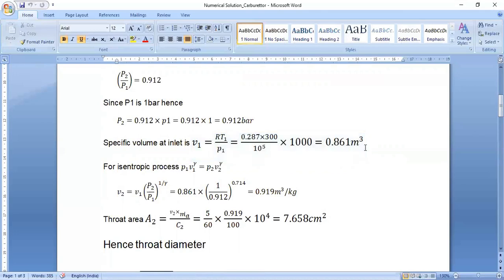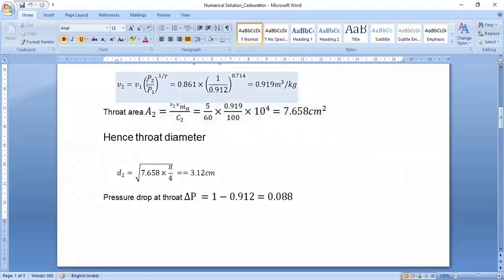Now to get the specific volume at outlet, we are assuming that the flow is isentropic. P1 V1 to the power gamma is equal to P2 V2 to the power gamma. Now V2 is equal to V1 into P1 by P2 to the power 1 upon gamma. So by substituting the value of V1, P2 by P1 and gamma, we are getting that V2 is equal to 0.919 meter cube per kg. Once the value of V2 is known, the throat area can be obtained from continuity equation: A2 is equal to V2 into m dot by C2.